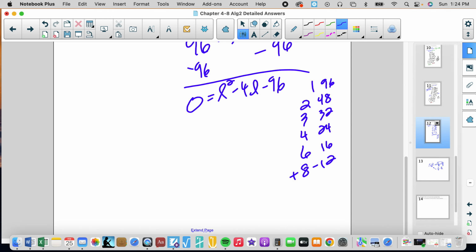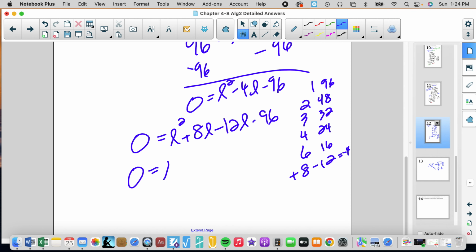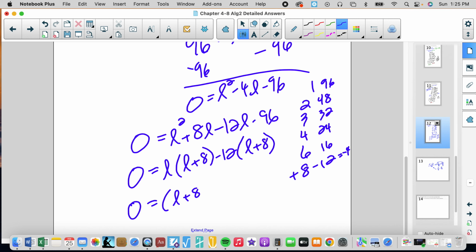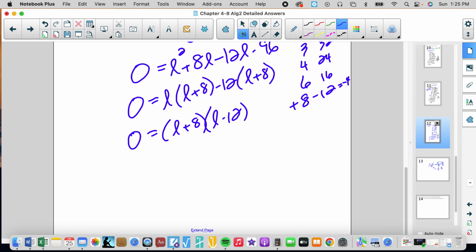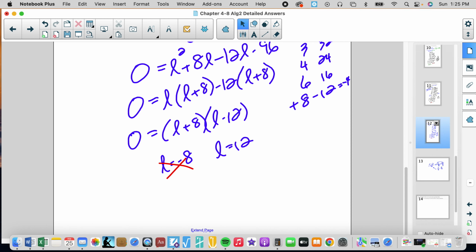Bigger is negative. That gives me my -4 for my middle. 0 equals L squared plus 8L minus 12L minus 96. Factor out an L, L plus 8. Factor out a -12, L plus 8. We get 0 equals L plus 8, L minus 12. We're going to set each one, so L equals -8 and L equals 12. Can't have a negative. And so L equals 12.